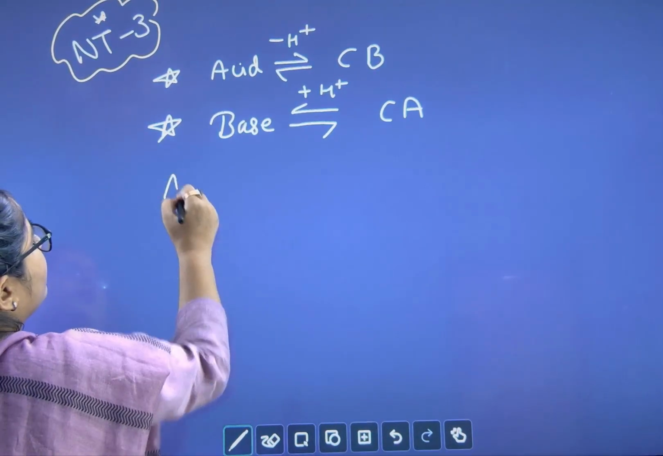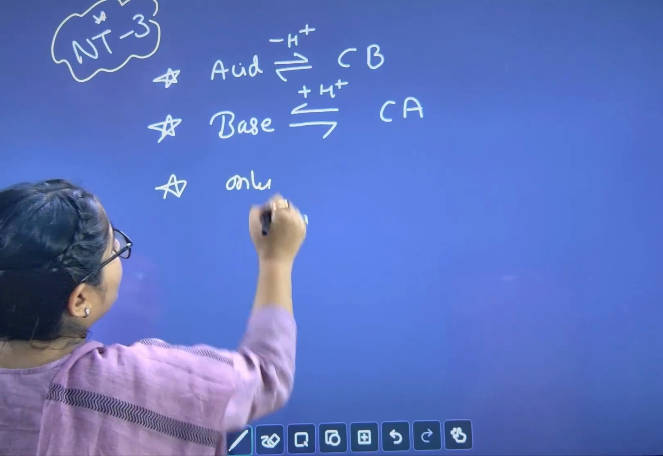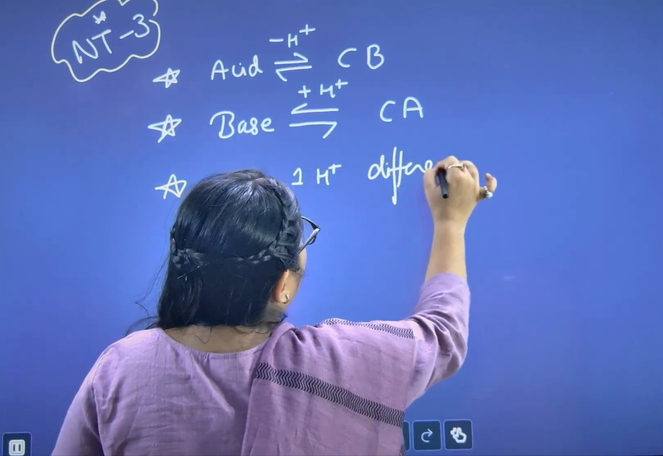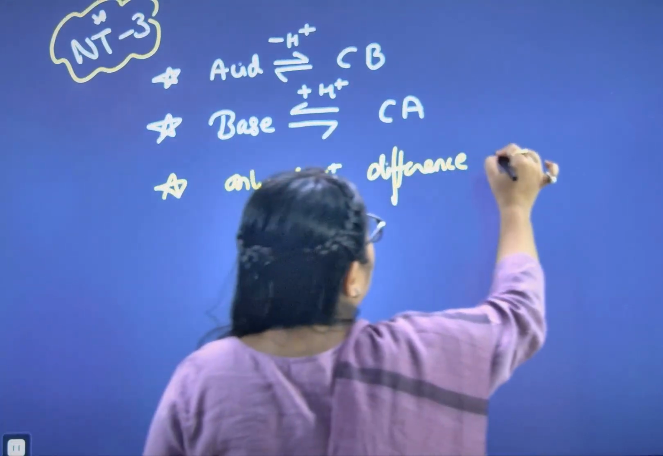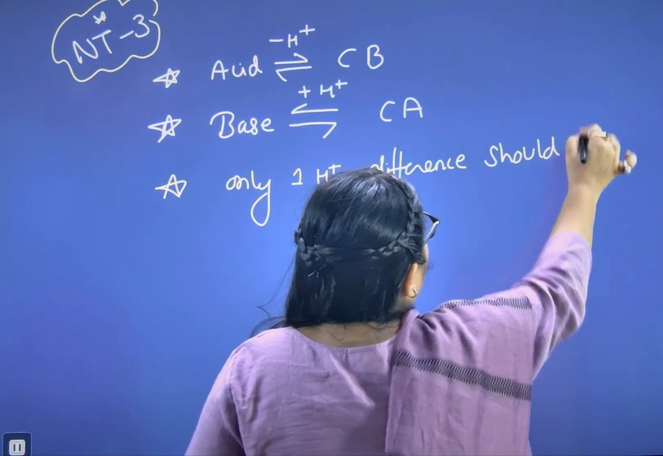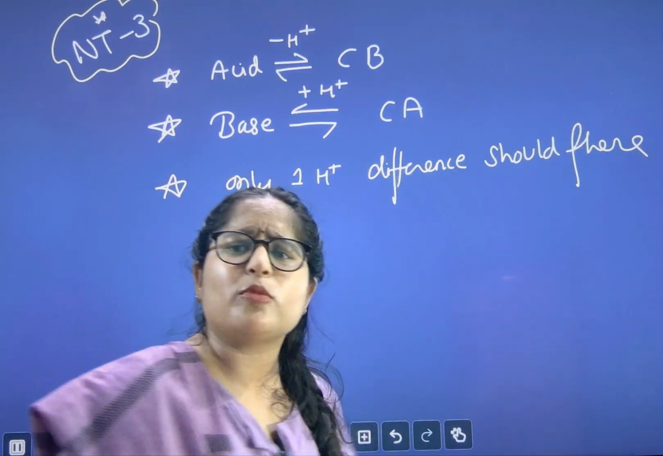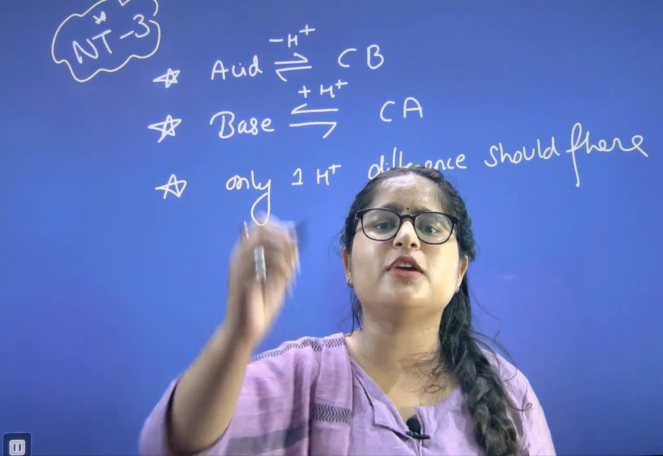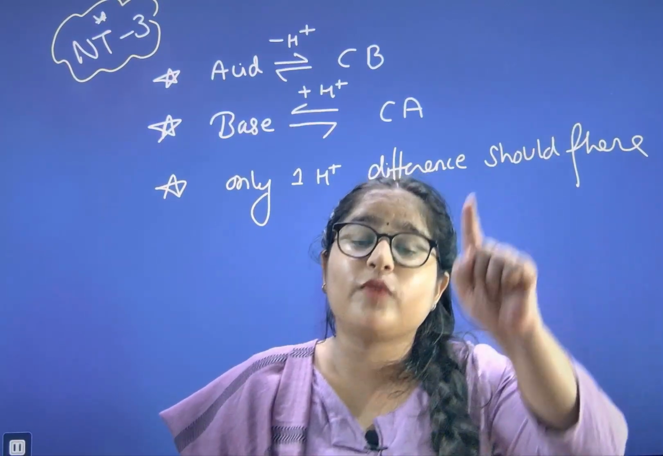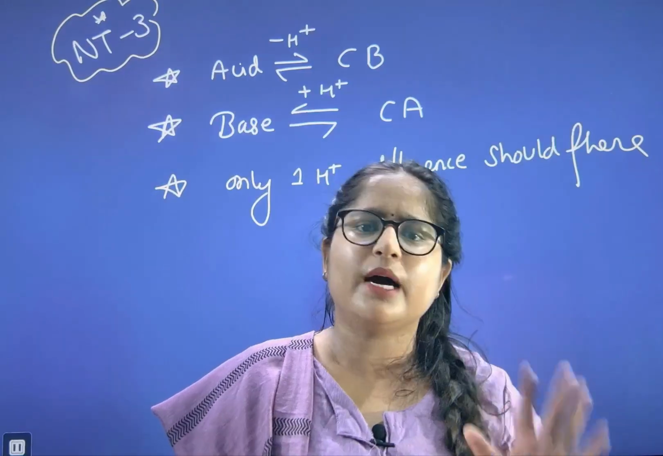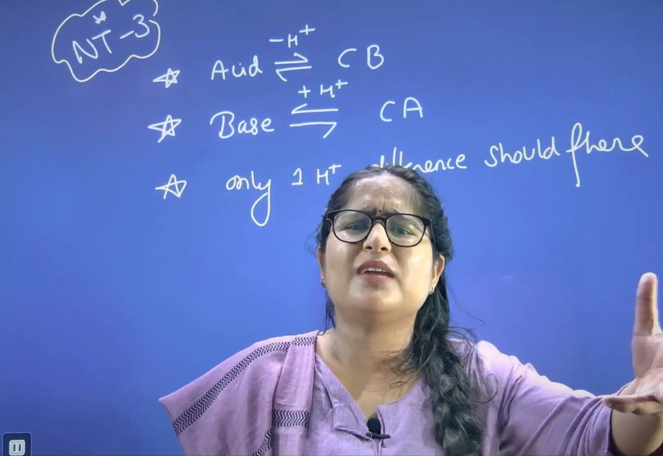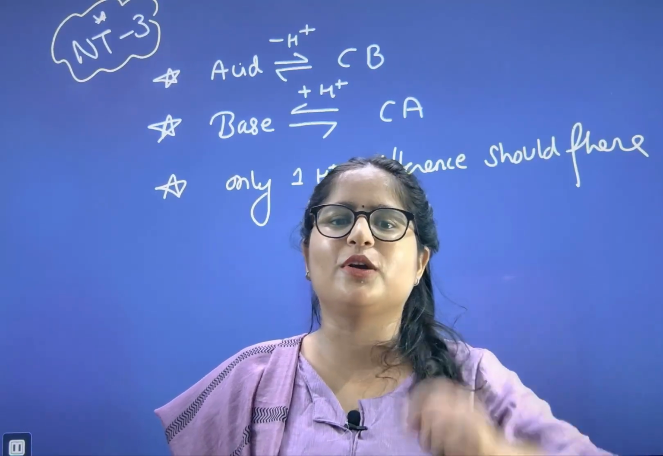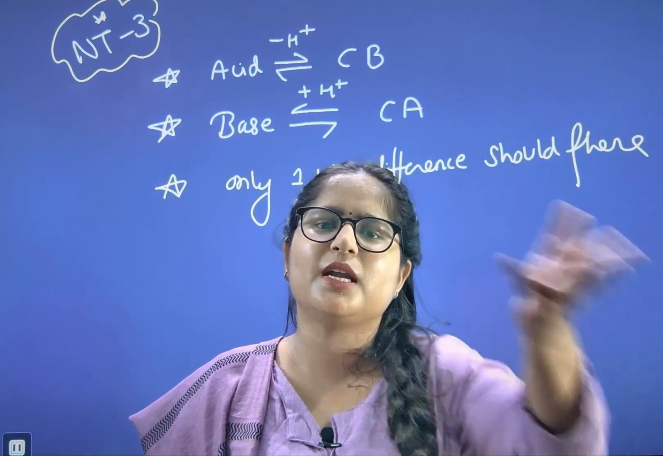See here. First star point: only one hydrogen, one proton difference should be there. So it is clear, whenever any question is asked on conjugate acid base pairs, you will see the number of hydrogen ions. If one hydrogen is missing, then surely it is a conjugate acid base pair. If there is more than one hydrogen difference, then it's a worst option. Ignore it and go, just like how you ignore your studies, right? The same way you ignore that option and move to the next option.